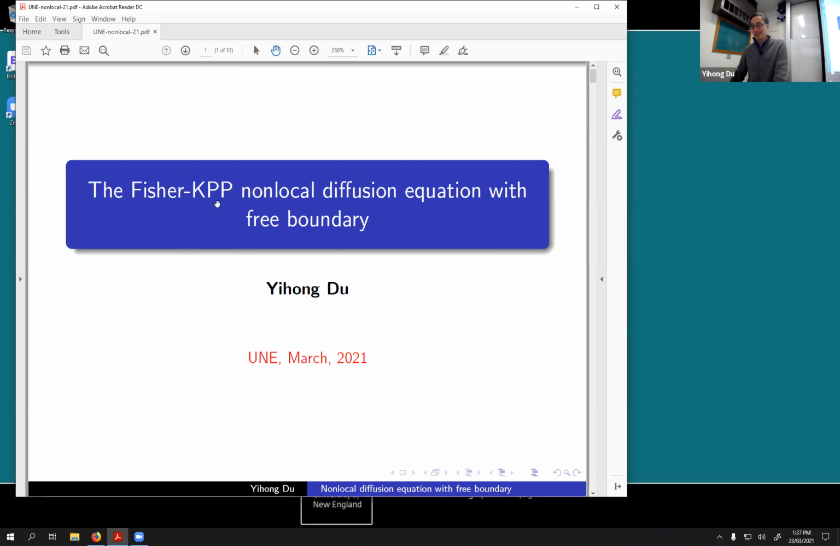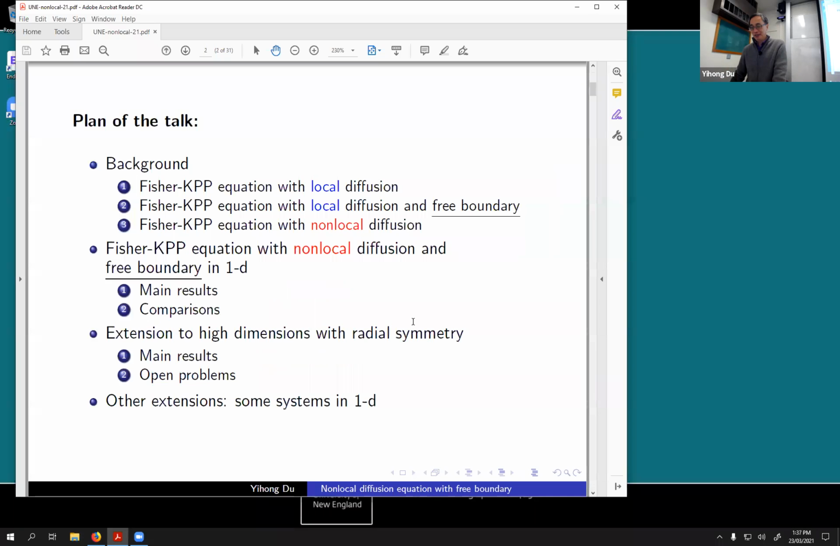I've been doing this kind of topic, free boundary problems, for a bit over 10 years now. So in the talk, I mentioned a little bit of the history, the background, and I'll mention why this is called Fisher KPP. So the traditional equation is with local diffusion. I'll just explain what I mean by local diffusion. Well, that's the usual diffusion we know about. And also I'll talk about this equation with the local diffusion and free boundary.